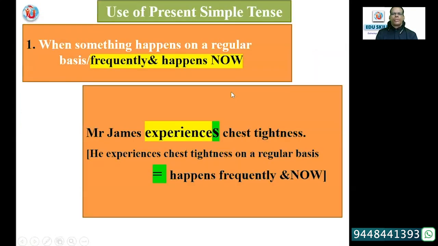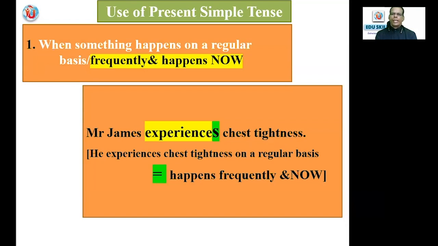And use the simple present tense when something happens on a regular basis, frequently, and is happening now. For example, the sentence should be: Mr. James experiences chest tightness. It is not "Mr. James experience chest tightness." That is a common mistake, one of the major mistakes in OET: subject-verb agreement. When the subject, Mr. James, is third person singular, in the present tense, the verb should carry an S or ES.